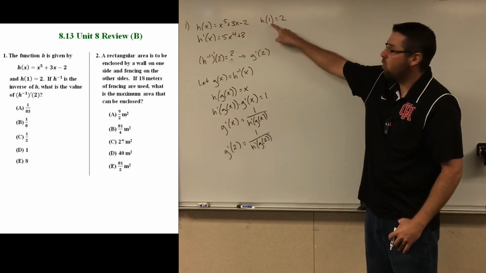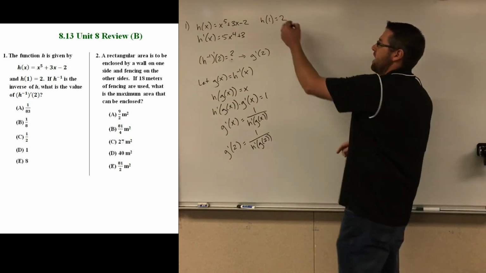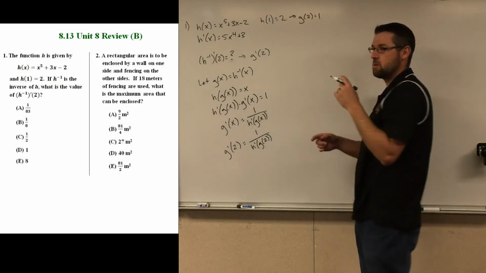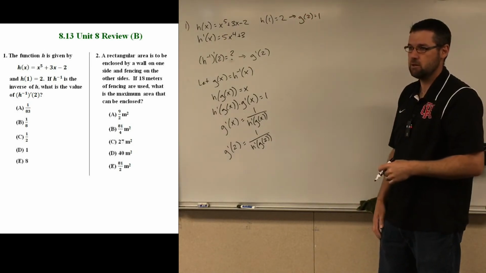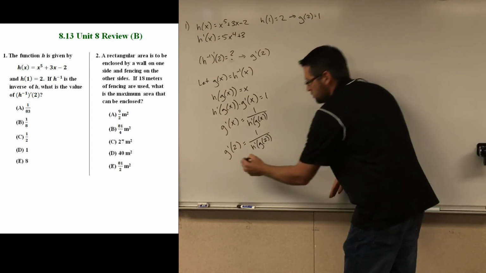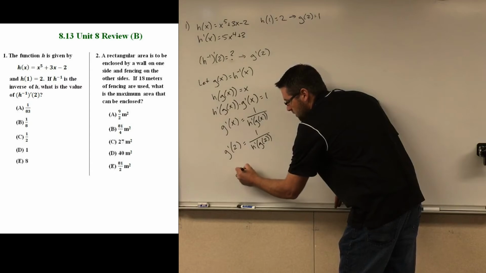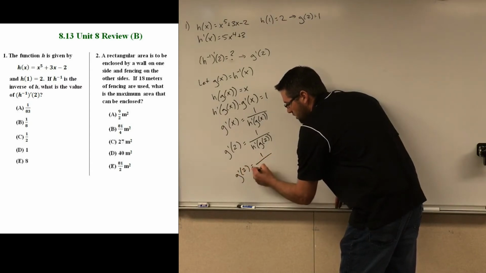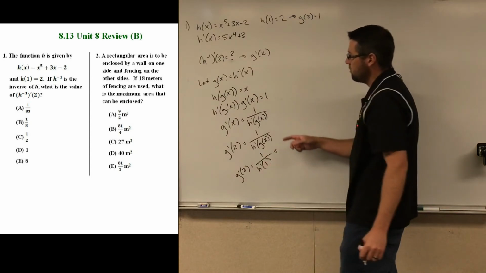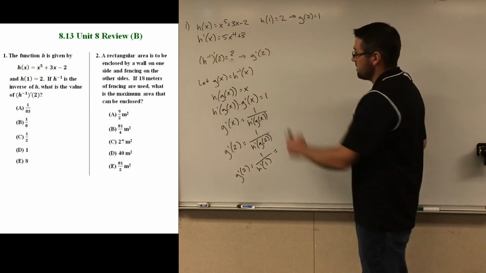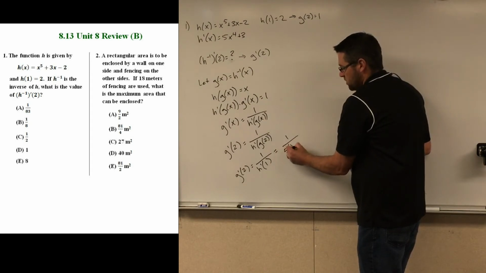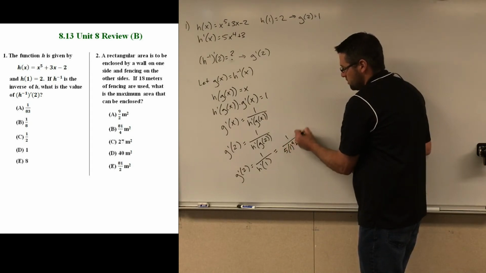Well, if h of 1 is 2, that implies that g of 2 is 1. Because, remember, they're inverse functions, right? What do you do with the x's and the y's? You flip them. Okay? So g prime of 2 is equal to 1 over h prime of 1. And we already figured out h prime, so we just have to plug in 1 to that. So it's going to be 1 over 5 times 1 to the 4th plus 3, which is 1 over 8.